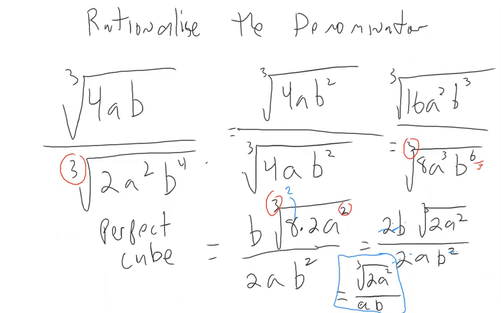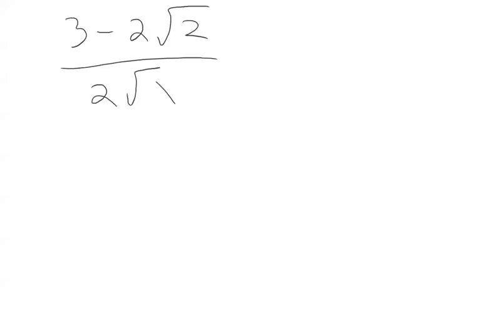All right, we're going to do 2 more problems. One tricky one, kind of that brings everything together. And then let's see if anyone has any questions then. So, what if I have 3 minus 2 radical 2 all over 2 radical x?